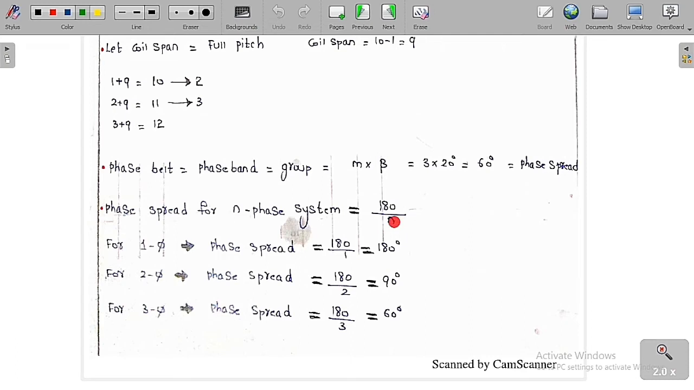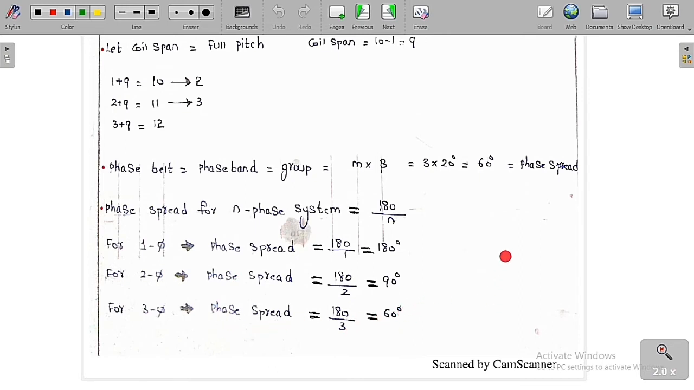So for an N phase system, for each phase, this much amount of phase spread is required. This simply indicates the overall mechanical angle which is covered under one pole by one phase, and that is 180 by N. So for an N phase system, the phase spread is 180 by N; for a single phase system it is 180 degrees, for a two phase system it is 90 degrees, and for a three phase system it is 60 degrees.